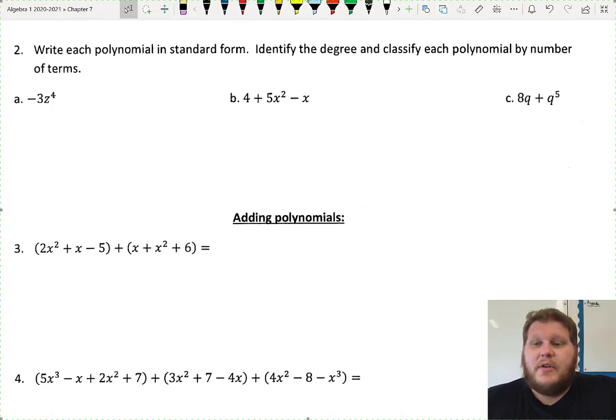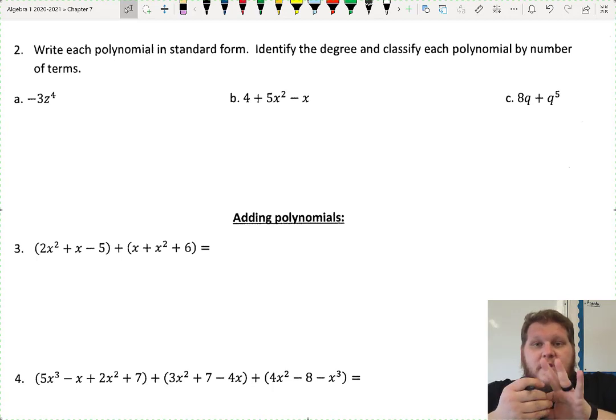All right, for example 2 here under classifying polynomials, we've got slightly different instructions. We're still asked to write the polynomial in standard form, but then we're identifying the degree and then classifying the polynomial by how many terms there are. I remember for a polynomial, we have 3 special names based on how many terms there are. Monomial, 1 term.